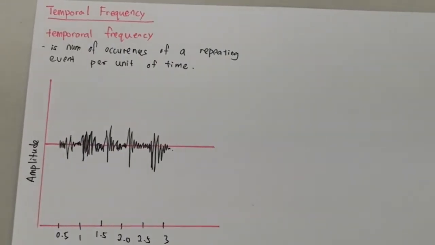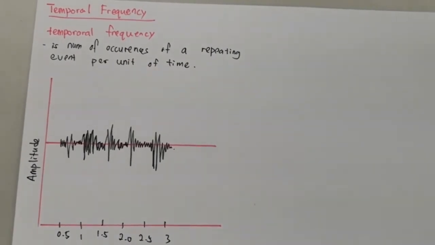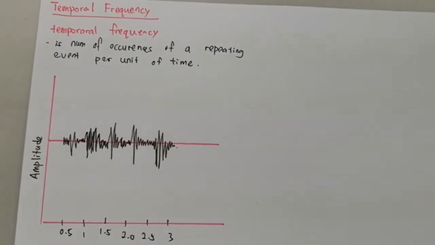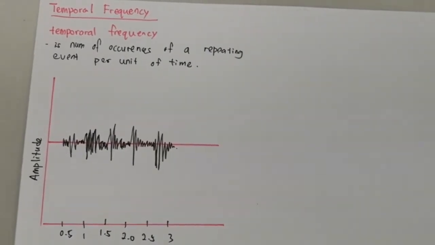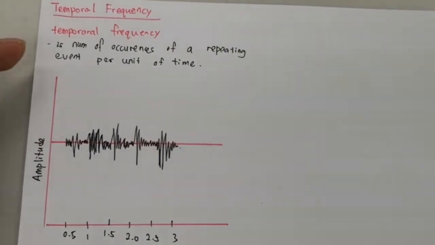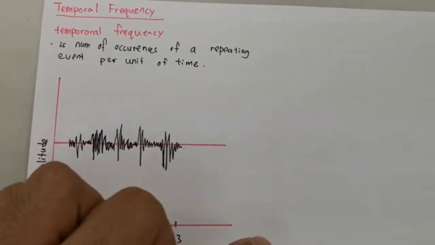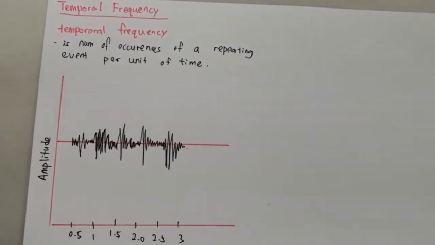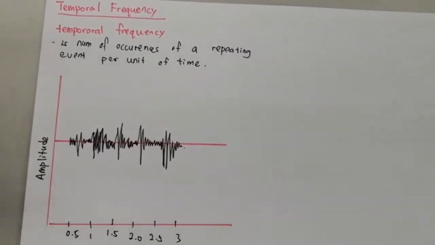Now I'm going to show you another frequency called temporal frequency. This is one example of temporal frequency. Temporal frequency is the number of occurrences of a repeating event per unit of time, and you can see below we have the amplitude and the time. This temporal frequency is for the case of audio.